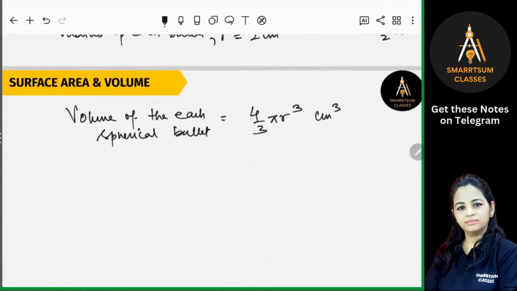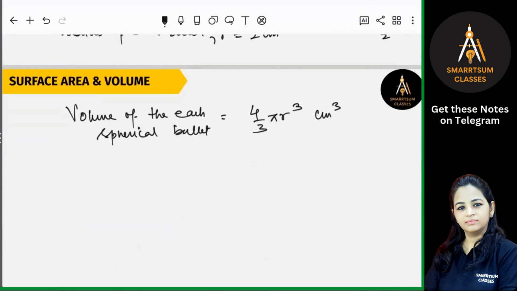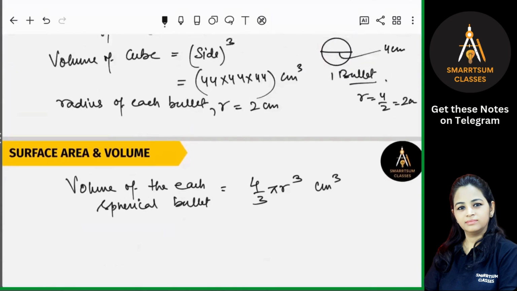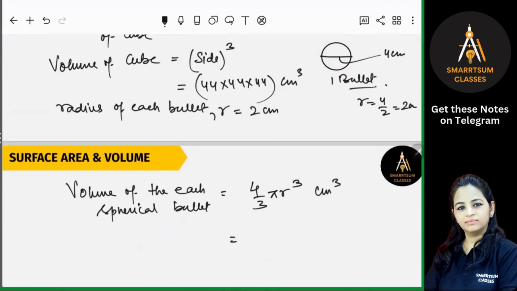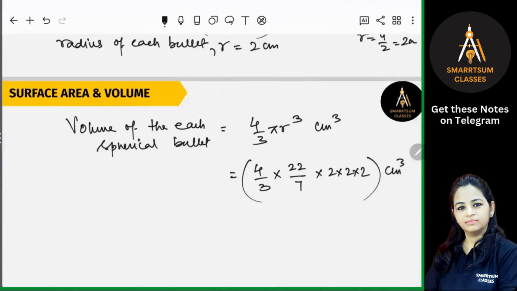Now put the values here. The volume of the spherical bullets and the volume of the cube made of lead will remain the same. First we will find the volume of one bullet. So this is 4 by 3 into 22 by 7 into 2 into 2 into 2. We are finding the volume of one bullet. So this will become 704 upon 21 centimeter cube. So this is the volume of one bullet.